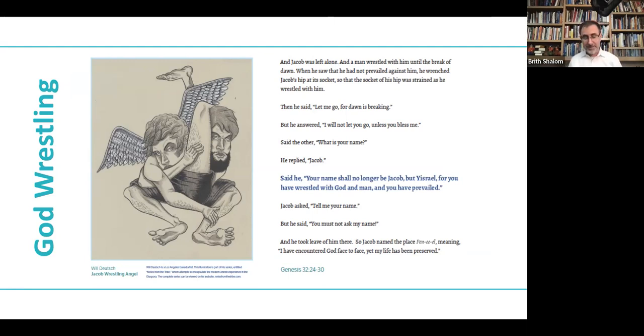Did this happen? Was it a night vision? Was it a dream? Was it a struggle? In the Torah, the word for man is ish. So it doesn't say an angel came to wrestle. It says a man came. And so that's the confusion. You can see the painting on the left. What does that painting indicate? On one hand, the angel, well, first you see the hip socket being ripped, and so that's no good.